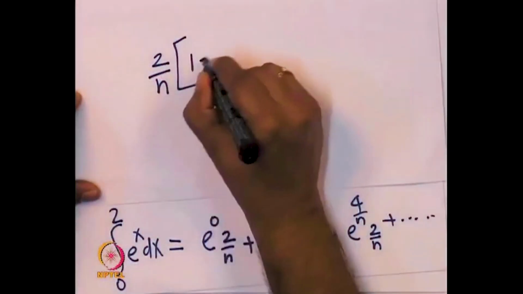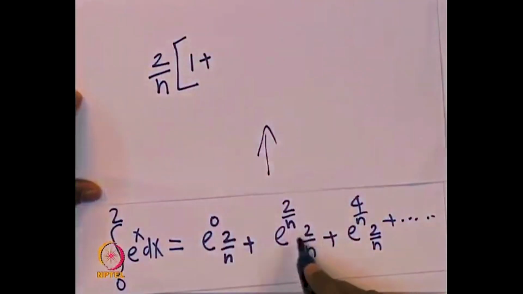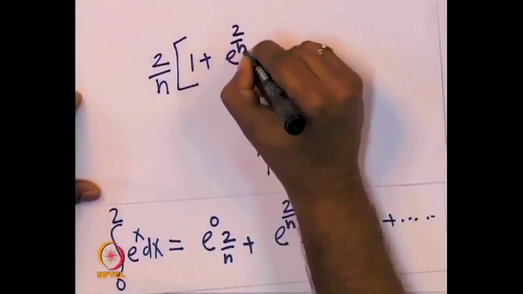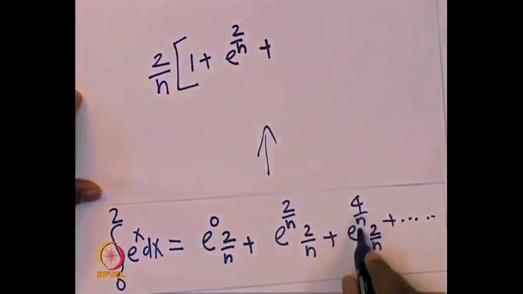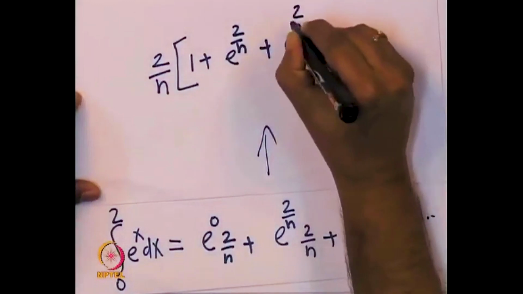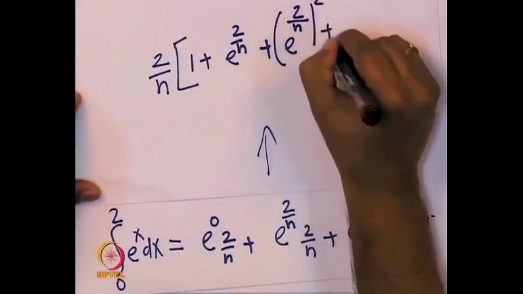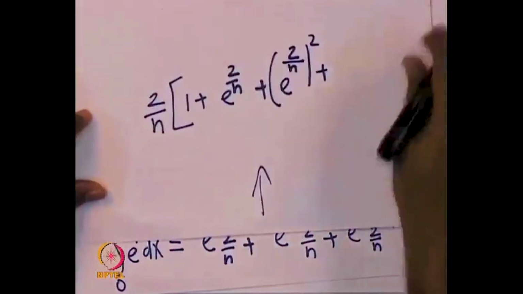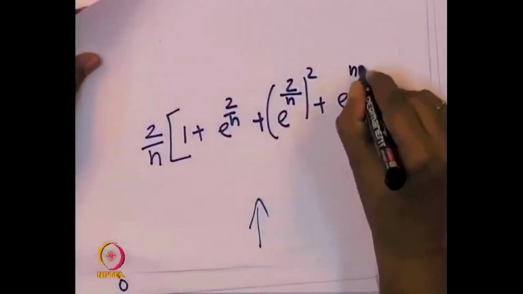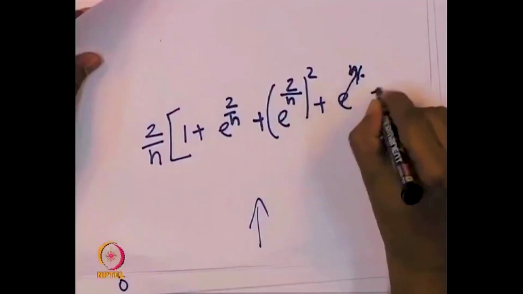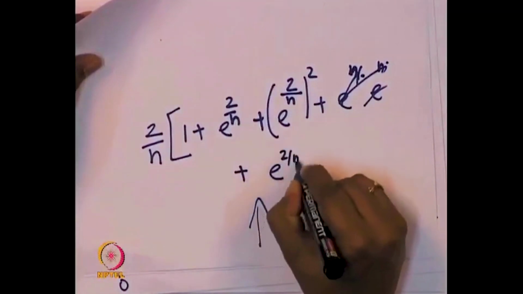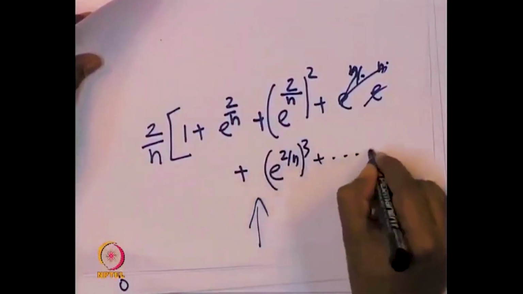If I take 2 by n out in common, what I have is e power 0 is 1, and 1 plus e power 2 by n, plus e power 4 by n, which is basically e power 2 by n whole square. The next term is going to be e power 6 by n, which is e power 2 by n whole cube, plus dot dot dot. This is going to be a sum.